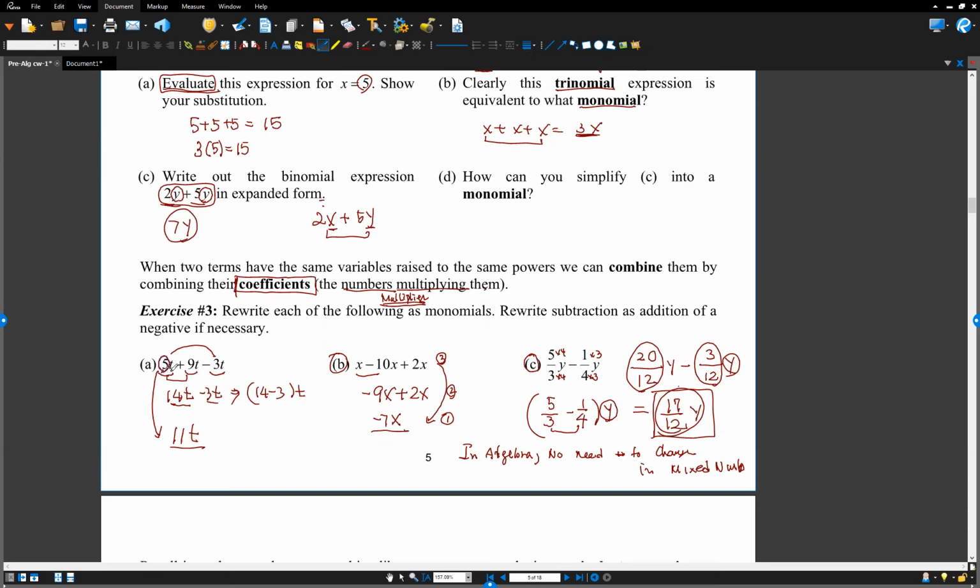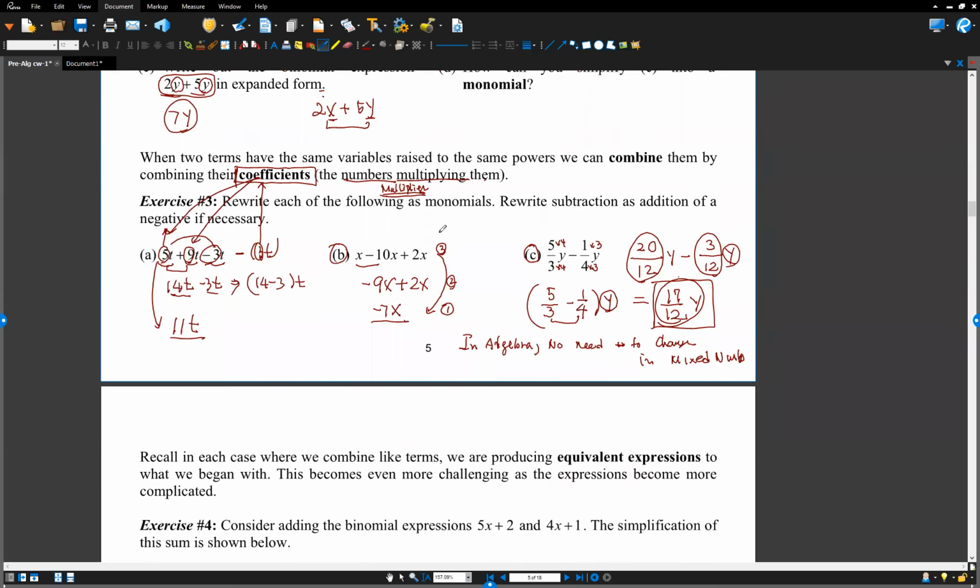5 multiplies the variable x, so 5 is a coefficient. 9 is a coefficient, or 3 is a coefficient, or negative 3 is a coefficient too. It doesn't matter. In y minus 3t, negative 3 is also a coefficient.